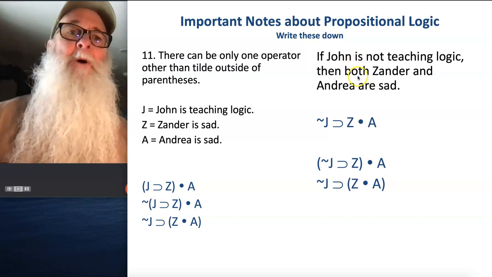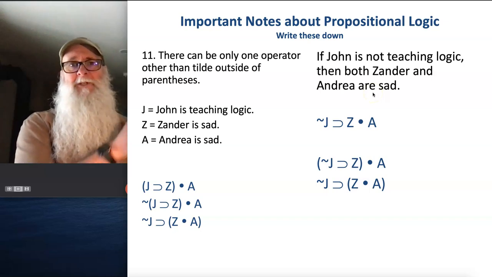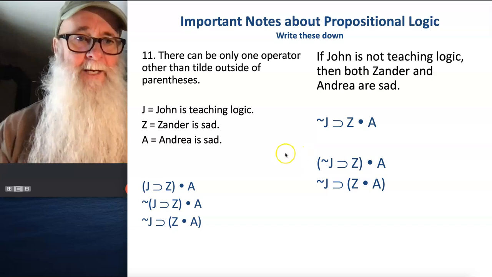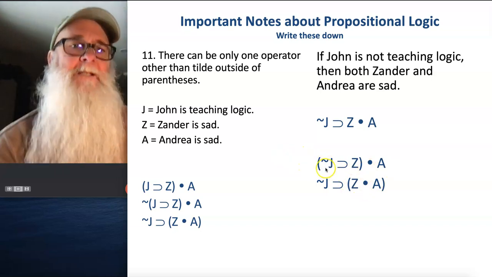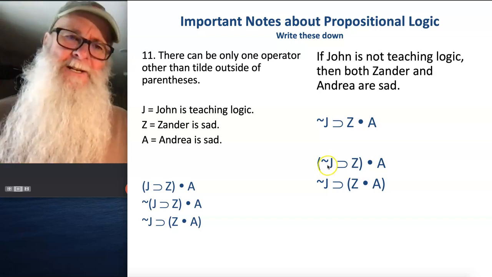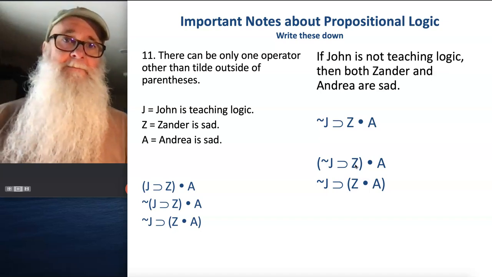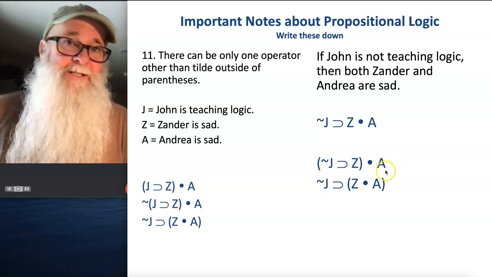It implies both Xander and Andrea are sad. In other words, these two things are conditions that come into existence if John is not teaching logic. Okay? Now, if we look at our two possible translations right here, what this one says is this. If John is not teaching logic, then Xander's sad. And Andrea's sad. But it doesn't necessarily have anything to do with John not teaching logic. It's just, and Andrea's sad.